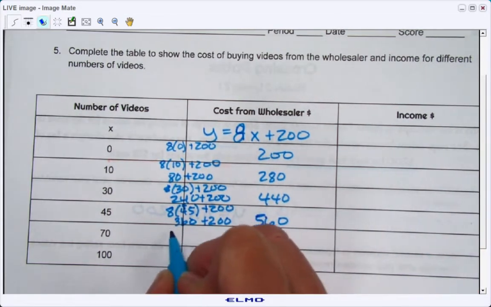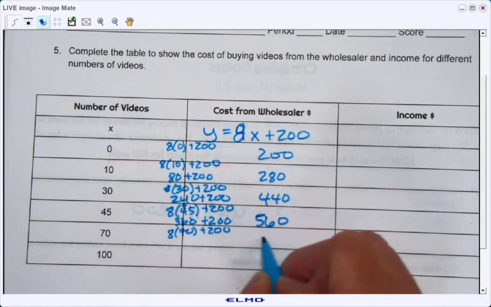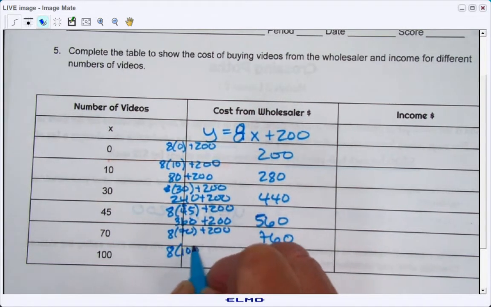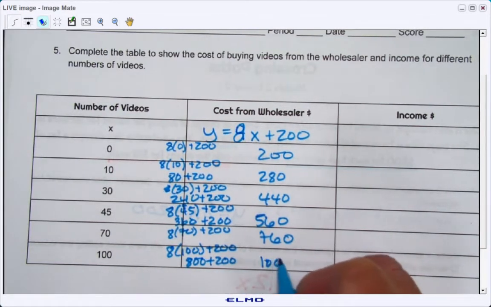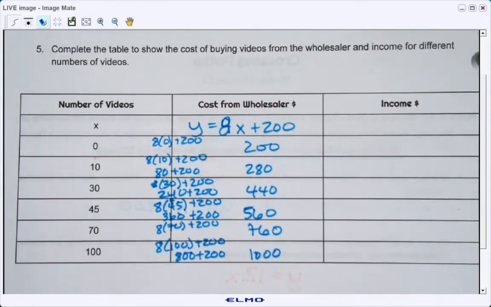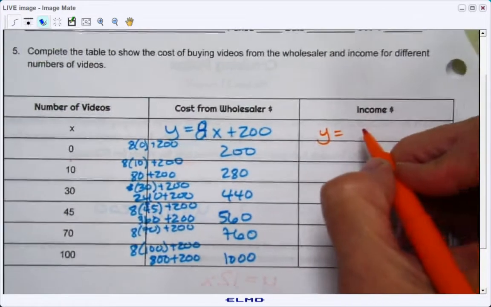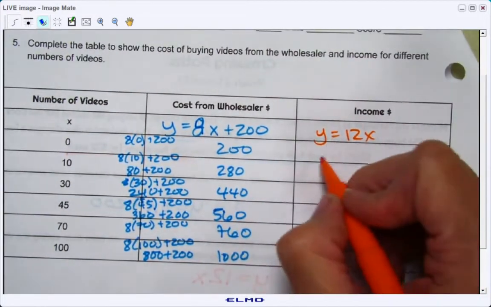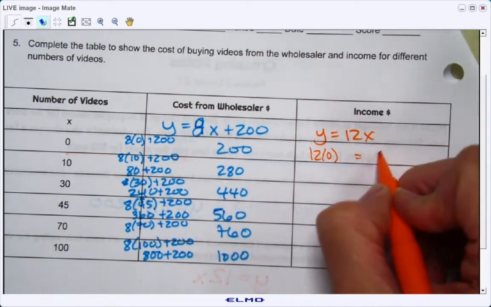So 560. Then I take 8, I multiply it by 70, add 200. Guys, we just did this one. And then 8 times 100 plus 200. That's 800 plus 200. That gets 1,000. Okay? Awesome. So the income, the amount that we're getting from selling these. If I take 0 and I plug it in, I'm going to just get 0.